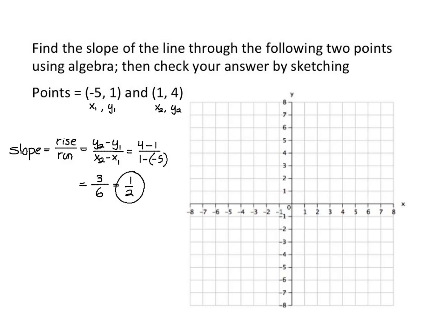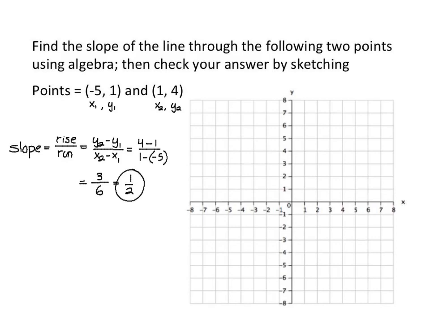Let's actually confirm that this is true. So if I plot these points on the graph, my first point is left 5 up 1, or in other words, negative 5, 1, which puts me right here. My second point is at right 1 up 4, which puts me right here. And I want to confirm that if I have a rise of 1 compared to a run of 2, that this is in fact the slope of a line between those. So let's test this out here.